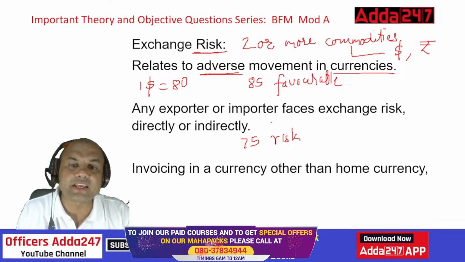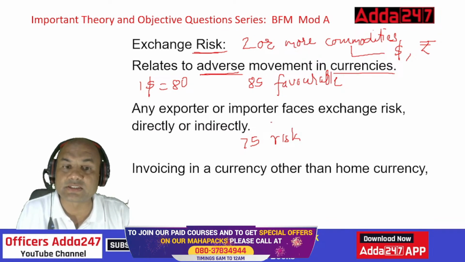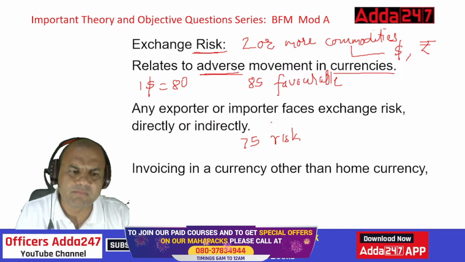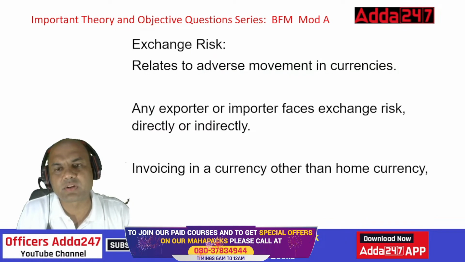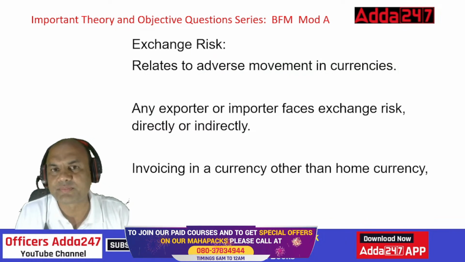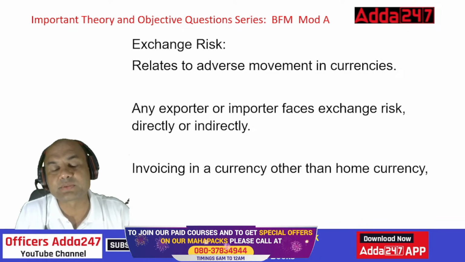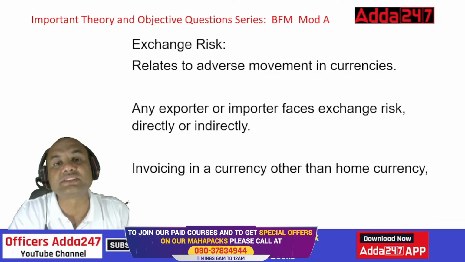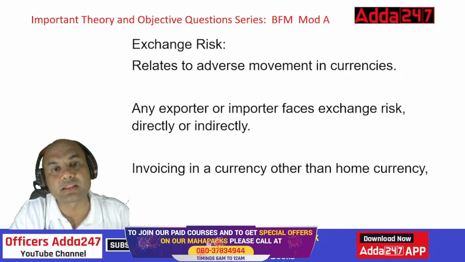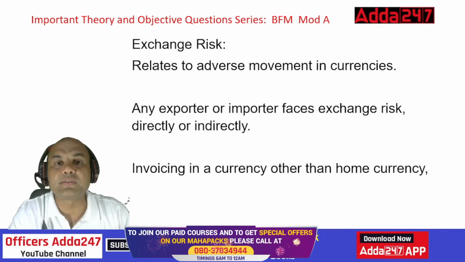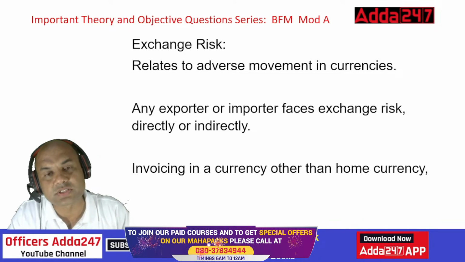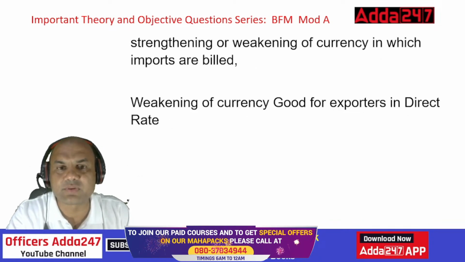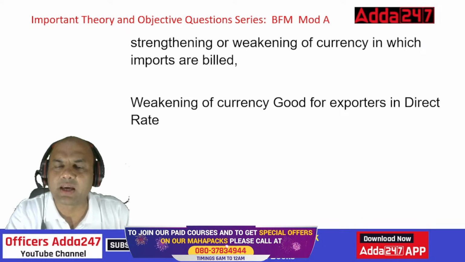Any exporter or importer faces exchange risk directly or indirectly. Obviously. What do you mean by this? I'll explain to you. Any exporter or importer faces exchange risk. Exporter means what? Exporter means that person who has sent the goods outside. Now that person will be getting the money. So if that person gets money and the dollar rate changes, then the amount of rupees which that person will be getting will also change. I'll explain this. See this, we are having this second slide. I'll explain it over there.